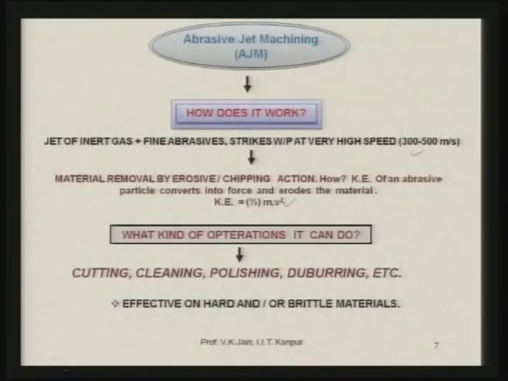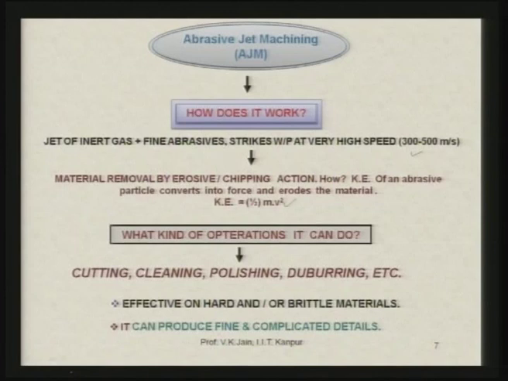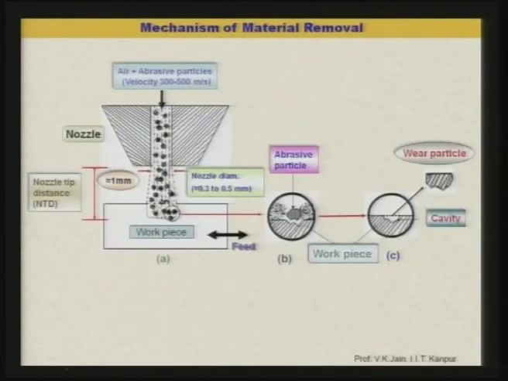Now, this particular process is more effective on hard and brittle material as compared to ductile material. In case of ductile material, the performance of the process is not as good as in case of brittle and hard materials. It can produce fine and complicated details also on the workpiece. Now, let us see the mechanism of material removal in case of the abrasive jet machining process.